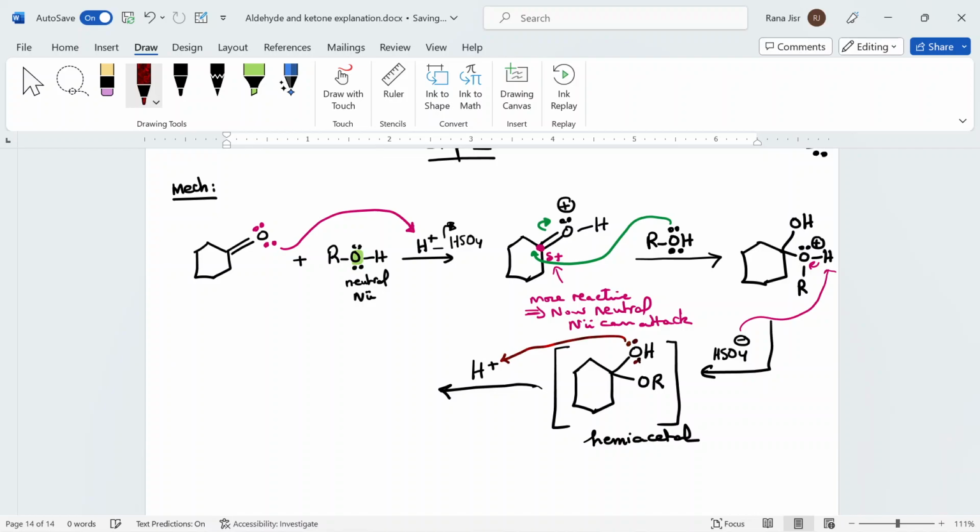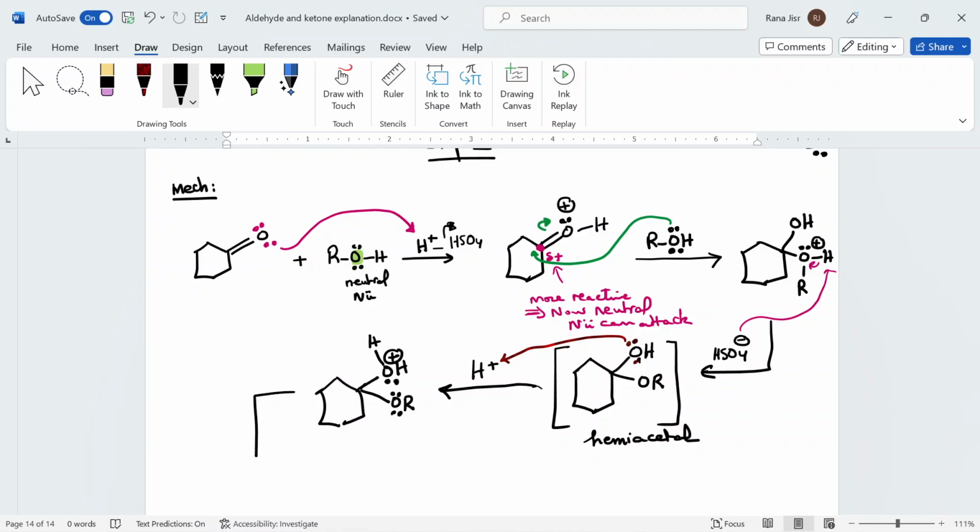Notice my arrows. My arrows are from the nucleophile always to the electrophile in there. I'm going to form my water. There is no lone pairs in there. Take it out and add a hydrogen with a positive charge in there. Here you go. And don't forget your OR in there.